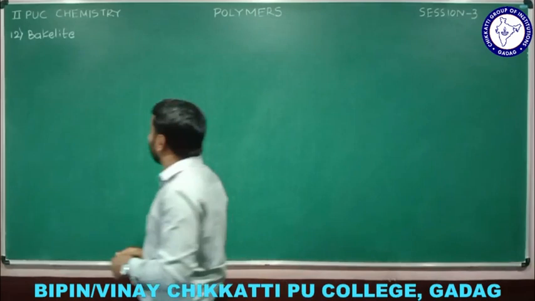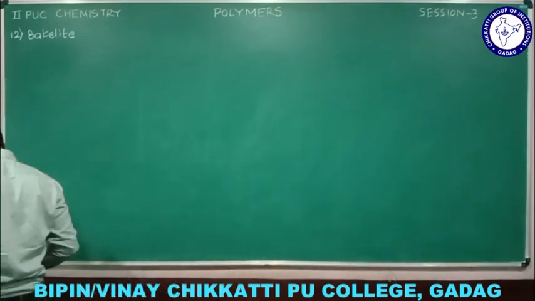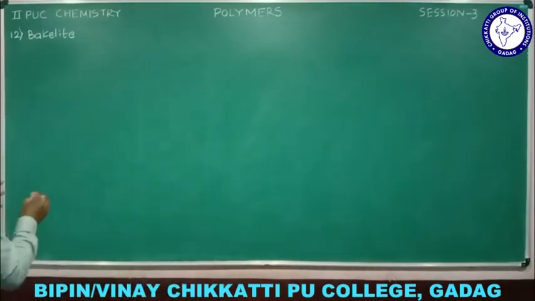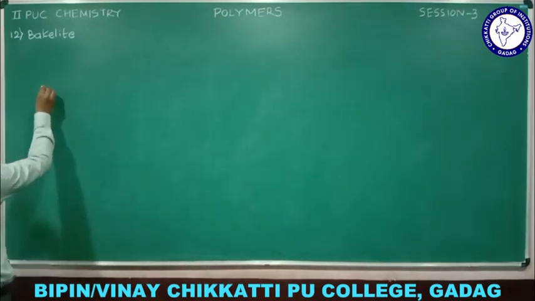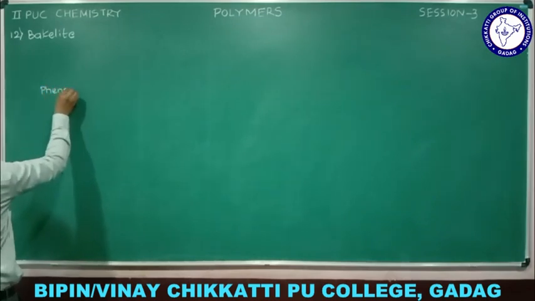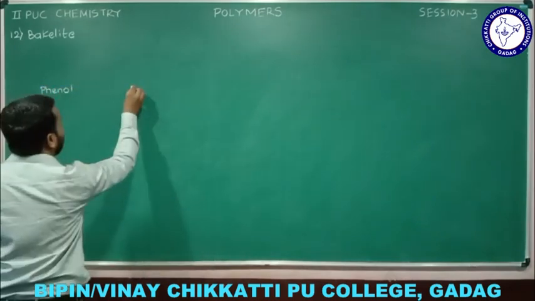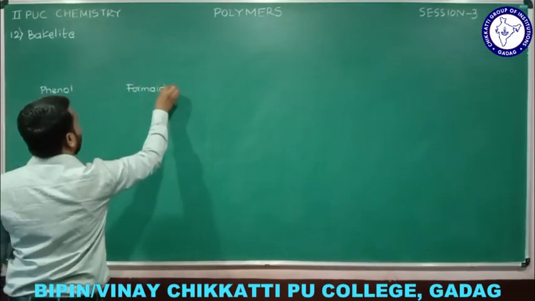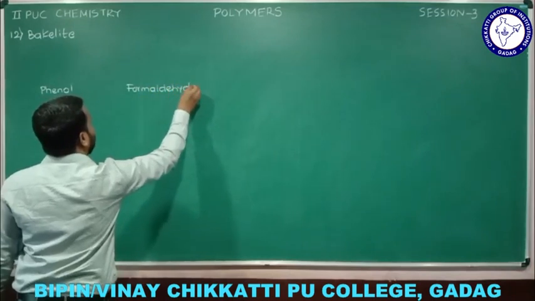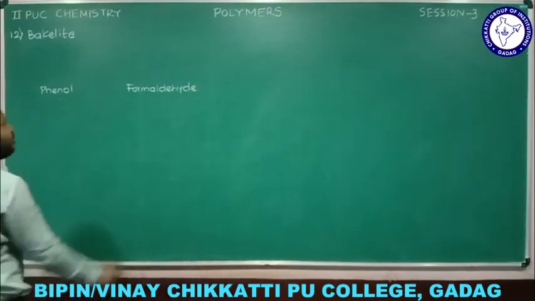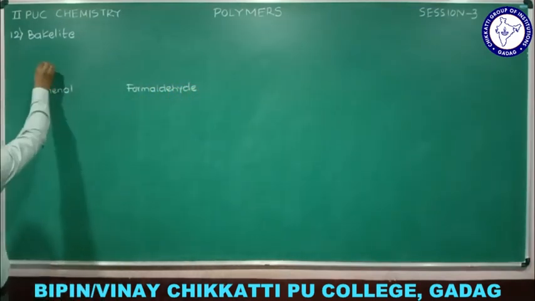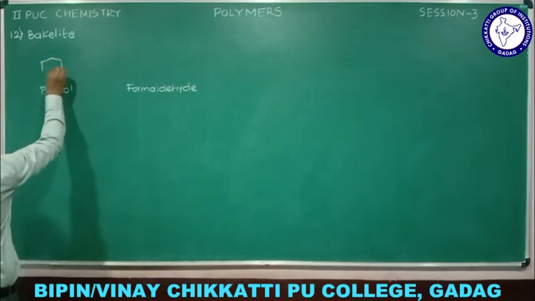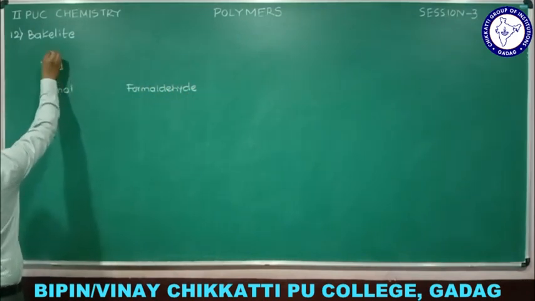So in case of bakelite, I told you already, it is a kind of condensation polymer. So what are the monomers involved in that case? The first monomer involved is phenol, and one more monomer involved is formaldehyde. We will draw the structure of that one. Phenol, benzene ring with the OH.